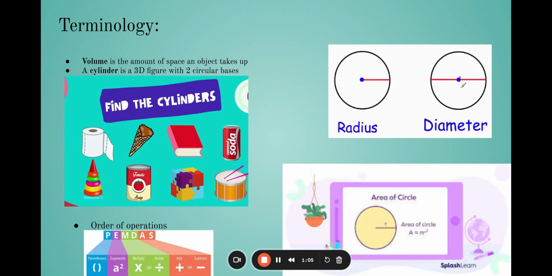So a really important component of this lesson is remembering order of operations. Most of us learned this back in 6th grade. Remember, this is PEMDAS. First is parentheses, then exponents, then multiplication or division, and lastly, addition or subtraction. So we also need to remember the difference between radius and diameter. Radius is half of the diameter, and the formula for the area of a circle is pi r squared.